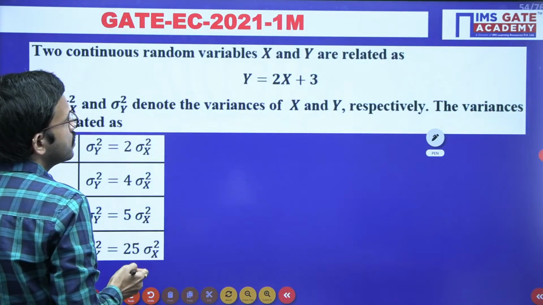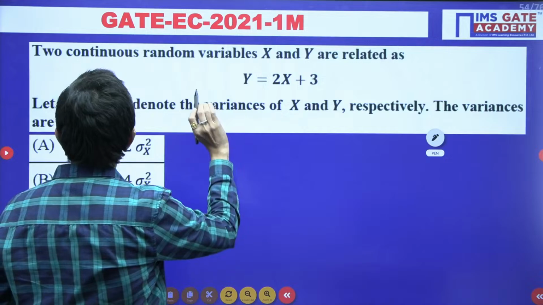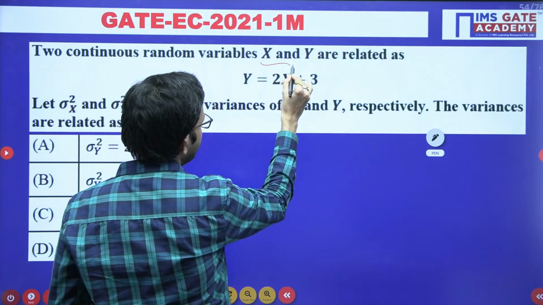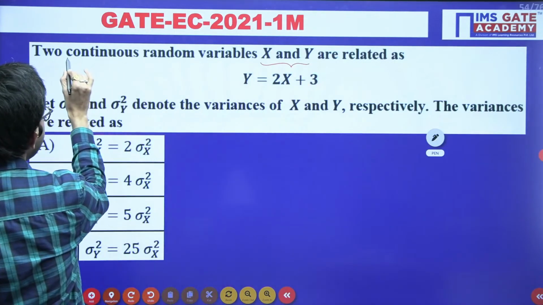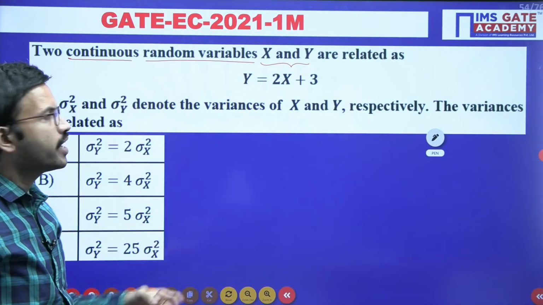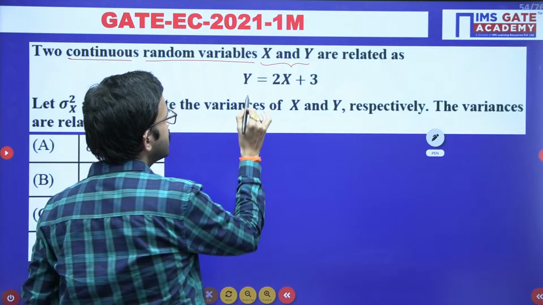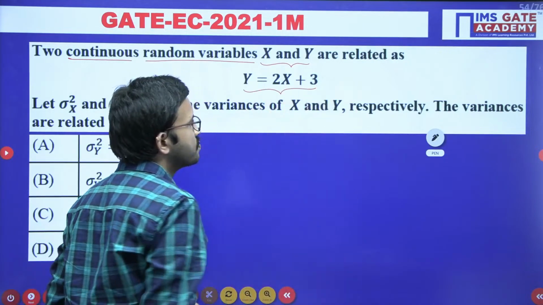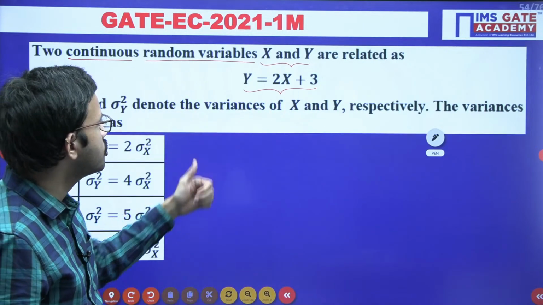In this question, they have mentioned that you are having two random variables x and y. Both are continuous random variables. And among x and y, they have mentioned the relation like this: y equal to 2x plus 3.